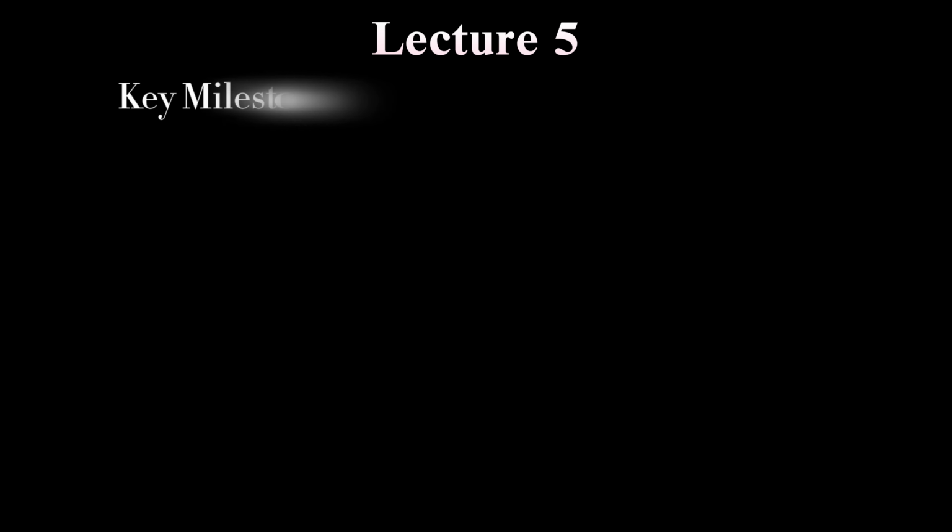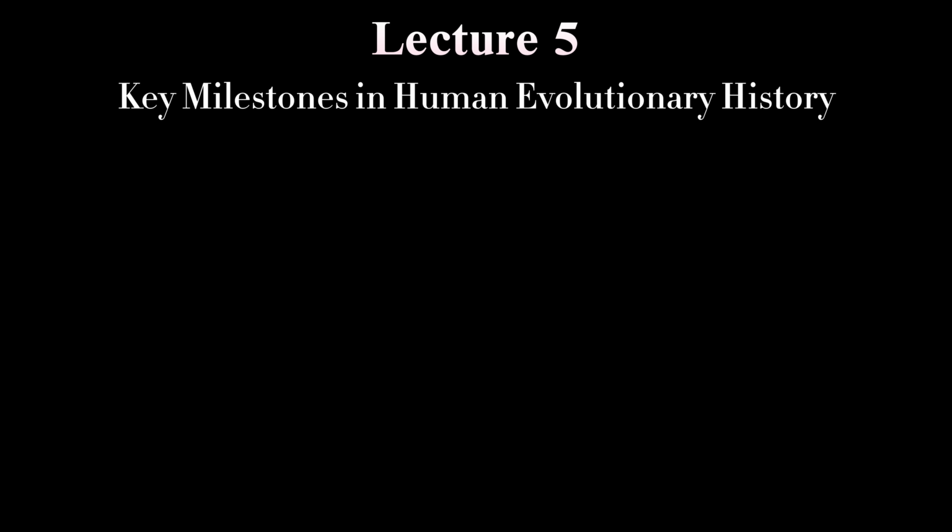Hello, this is Lecture 5 in the Linguistic Anthropology course developed by Language Lab. The lecture is titled Key Milestones in Human Evolutionary History. In this session, we will examine the major anatomical developments, emerging skills, and behavioral changes observed in the evolutionary trajectory of Homo sapiens and their ancestors. We will classify these milestones according to their potential significance as catalysts for the emergence of language and human consciousness.